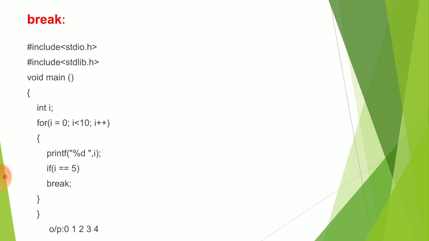In this program, the I value is printed from 0: 0, 1, 2, 3, 4. When I reaches 5, if I equal to 5, then immediately break. That control comes out of the loop. So its program output is 0, 1, 2, 3, 4.